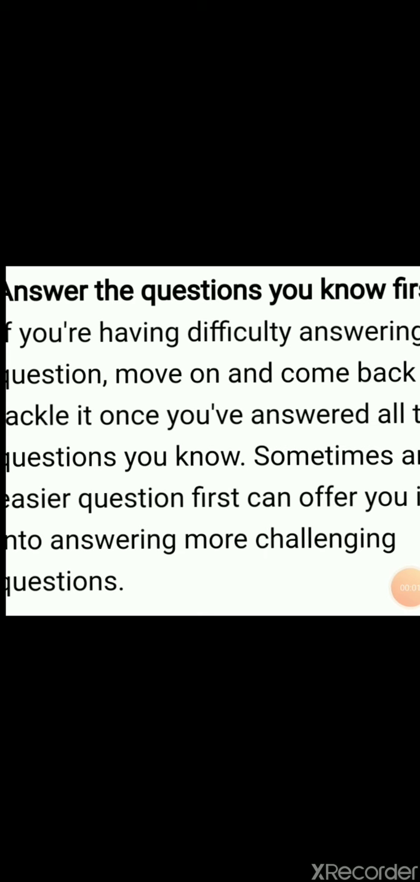Very important point here, answer the questions you know first. Okay, guys, I just want to tell you one thing, that passage is known as unseen passage. It is unseen passage with time limit. Two things are there. You don't know anything about the passage. Second, time limit is there. You need to manage your time.